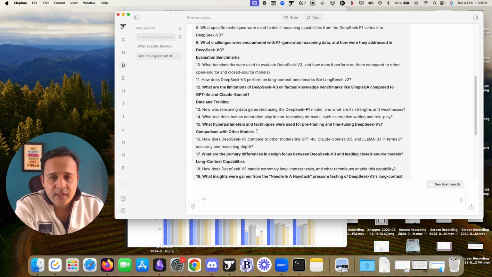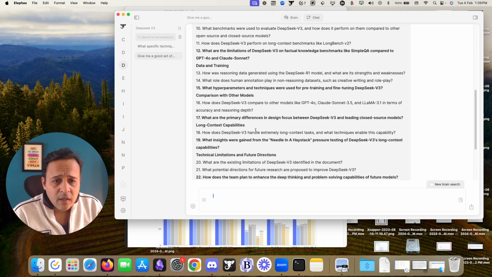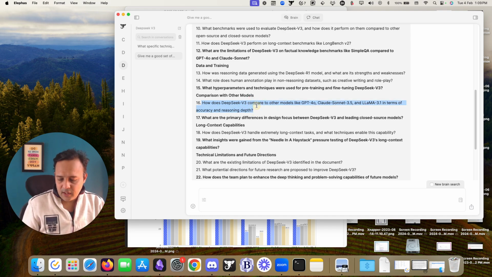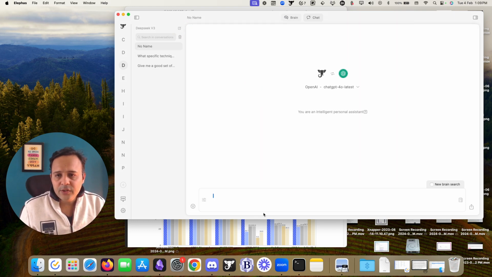Okay, how was reasoning data generated? How does DeepSeek compare to other models like GPT? This is a fun one. I really want to compare DeepSeek to GPT 4.0, Claude Sonnet, Llama, and all. So I ask it another question.